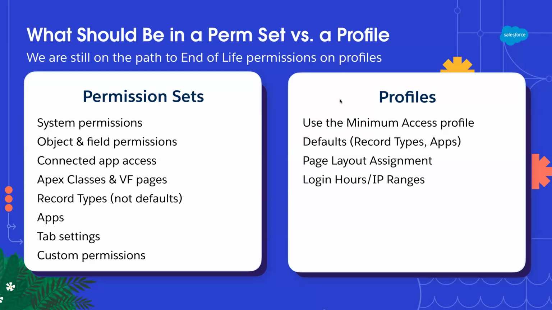It should contain your defaults. Consider your profile the one-to-one between user and access when a user can only have one. So your defaults, such as record types and apps, your page layout assignment, and your login hours and IP ranges. These are the items that will be staying in profiles.